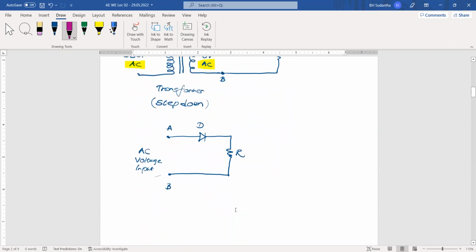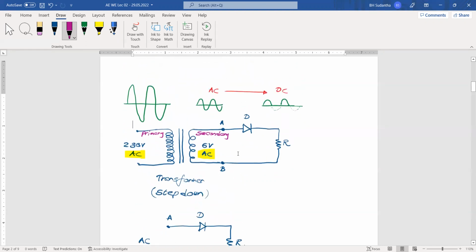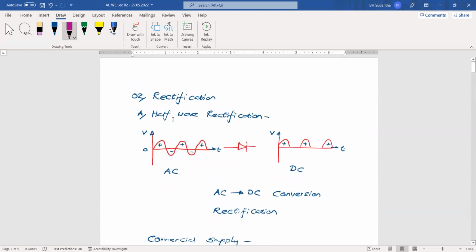But it is not necessarily the case that you always have a transformer. Different people can have different solutions. Then you have to apply AC voltage to this, and this is our AC to DC rectification part. Here this simple diode has done this AC to DC rectification.